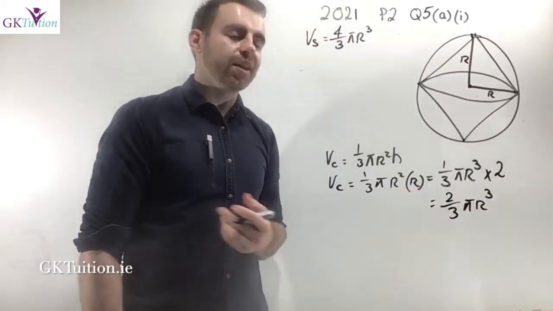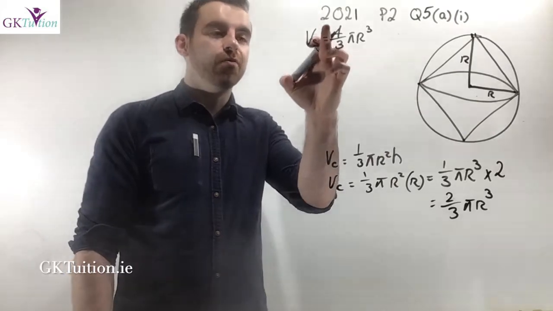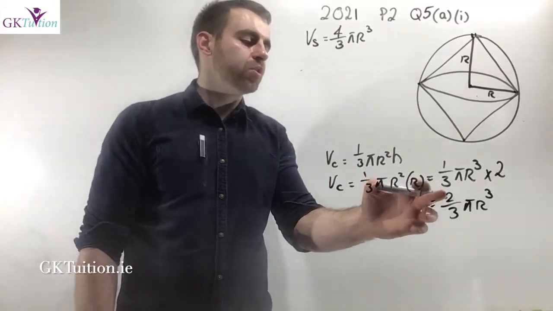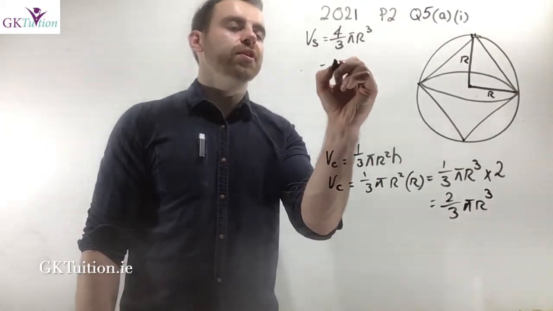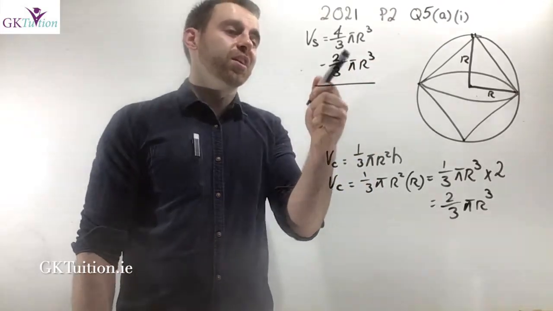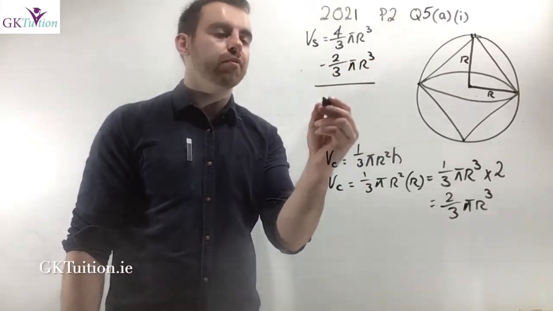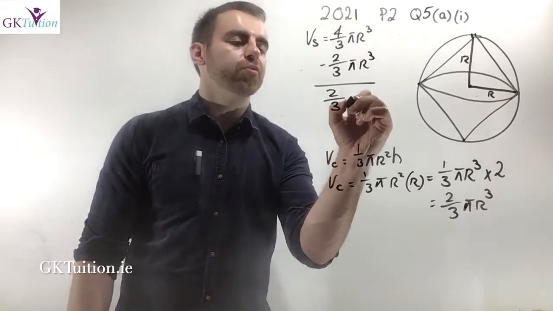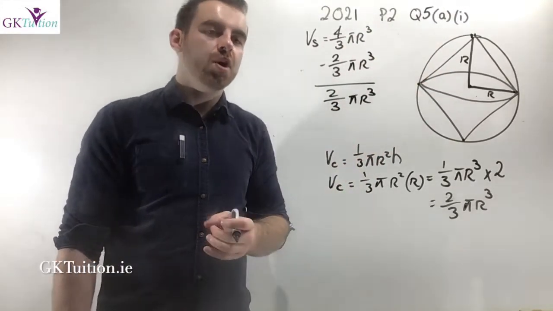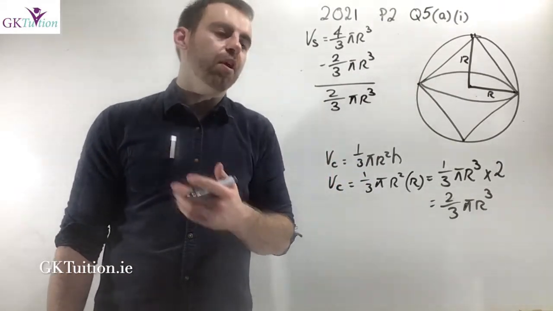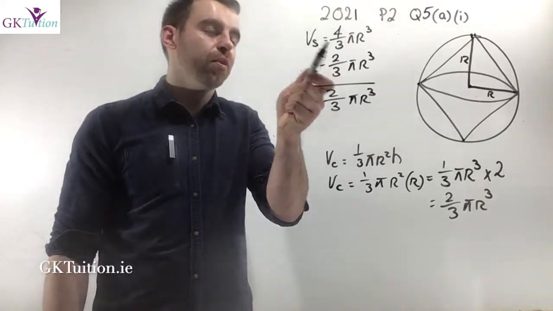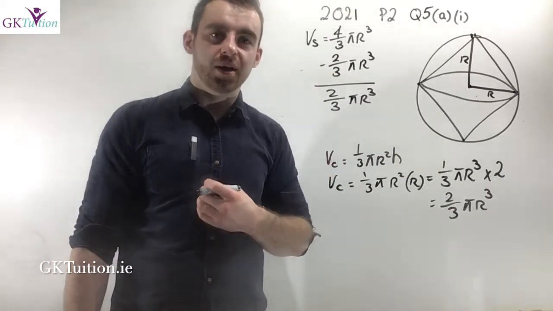And from there it's relatively clear. The volume of the sphere is 4/3 pi r cubed, while the volume of the two cones is 2/3 pi r cubed. So if I subtract the volume of the two cones from the volume of the sphere, essentially it's just 4/3 minus 2/3. You'll end up with 2/3 pi r cubed. The remaining volume, when you get the volume of the sphere and you subtract the volume of the two cones, is 2/3 pi r cubed, which is obviously half of 4/3 pi r cubed. And that's all I needed to prove.